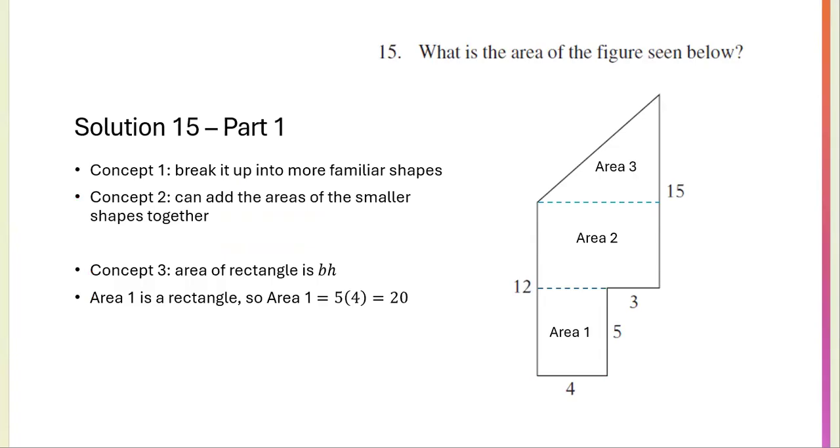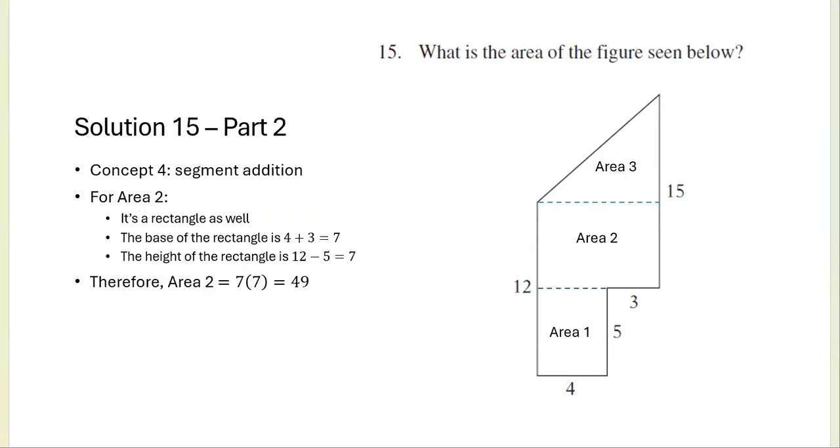Okay, so let's focus on area 1 first. Area of a rectangle is base times the height, okay? Base, height, right there. So area 1 is 5 times 4, 20. Let's move on to area 2. Well, we have 4 plus 3 as the base, which is 7. Now what about the height? It would be 12 minus 5, which is 7. So this would be 7. Okay? So area 2 is 7 times 7, which is 49.